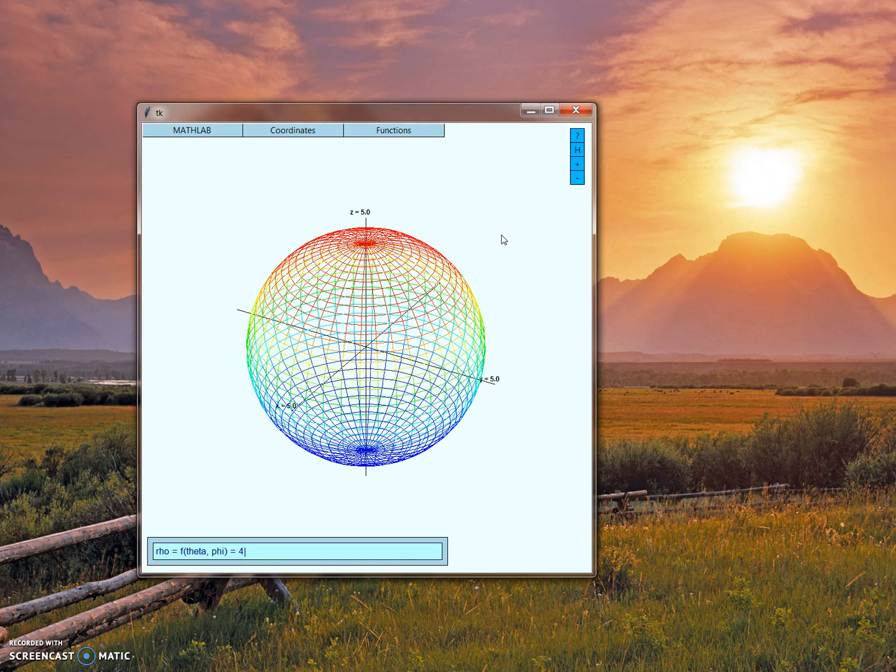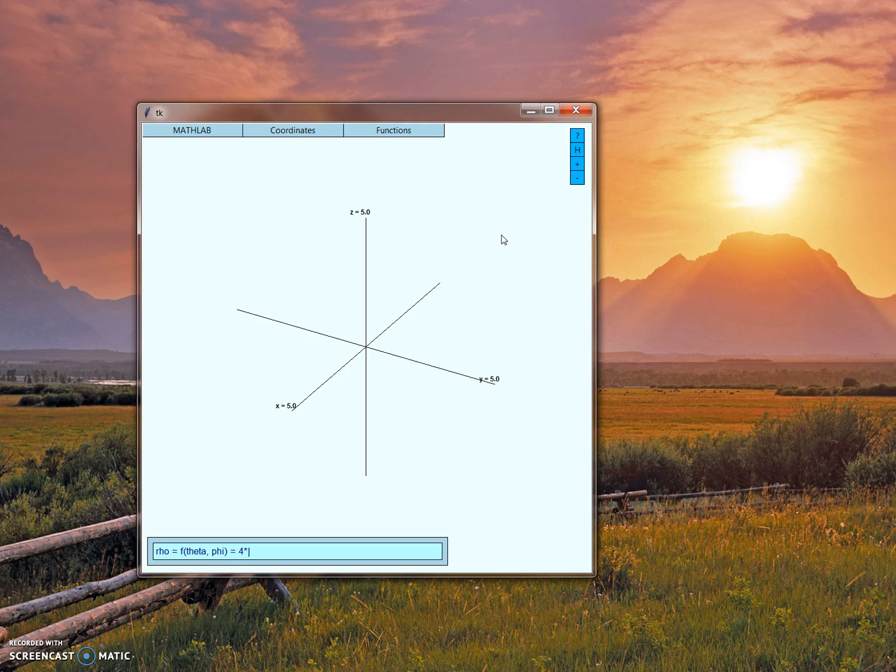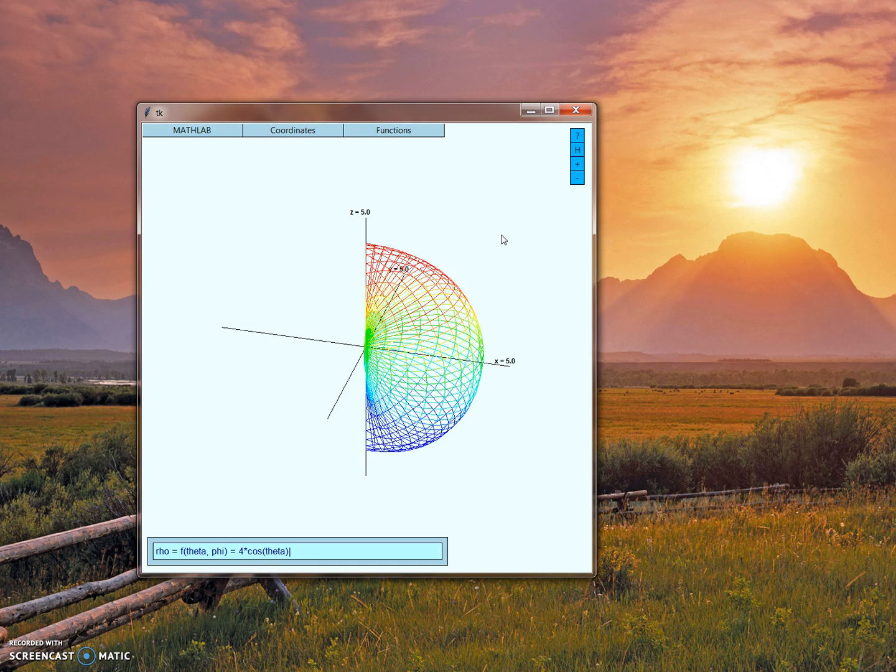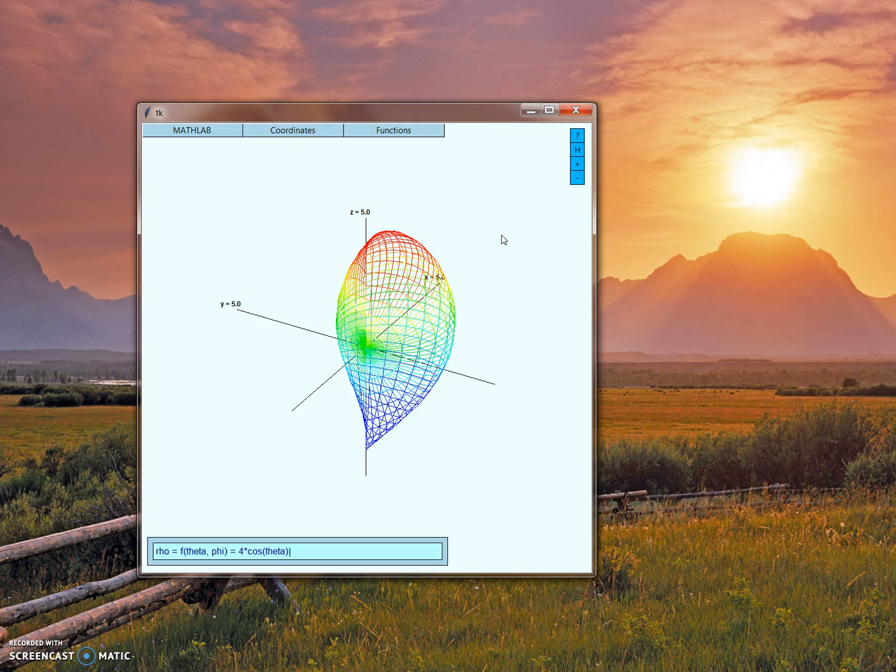However, we also have our more interesting graphs. For example, 4 times cosine of phi. That'll actually produce a sphere sitting right on top of the origin. Or we can change this to theta, and this produces a rather interesting looking pouch shape. So really, the power of Mathlab just extends to whatever your mind can think of and whatever you can imagine to mathematically do.